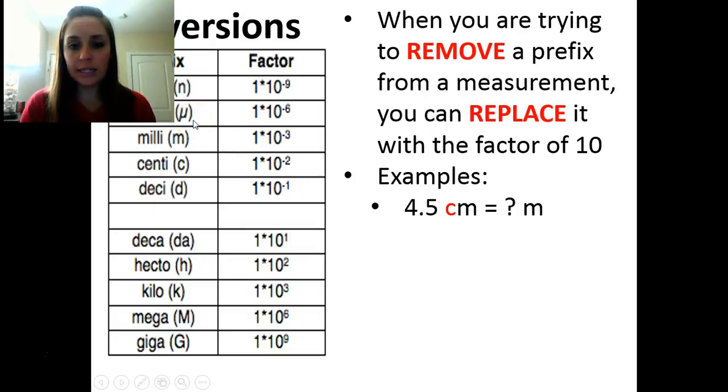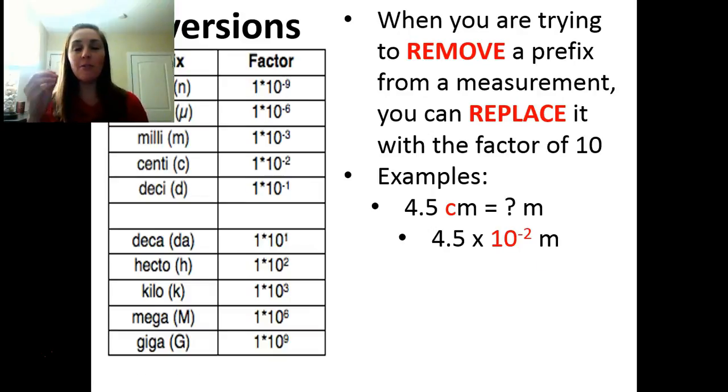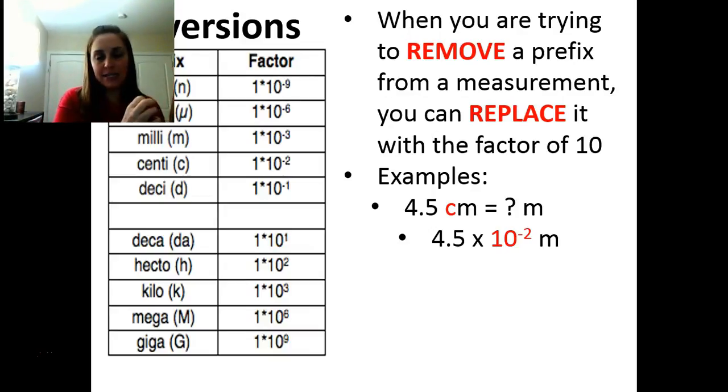So let's say you want to convert 4.5 centimeters, and you want to make that meters. So you go to your chart and you find centi right here. Centi means 10 to the negative 2. You can ignore that 1. Multiplying by 1 doesn't do anything to a number. So 4.5 centimeters is like 4.5 times 10 to the negative 2 meters. And remember, 10 to the negative 2 means dividing by 10 twice. So it's like taking 4.5 meters and dividing that by 10 and dividing that by 10, or dividing that into 100 pieces.